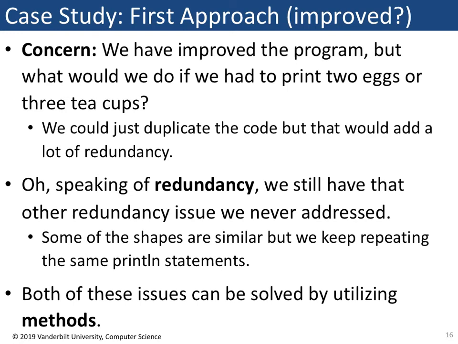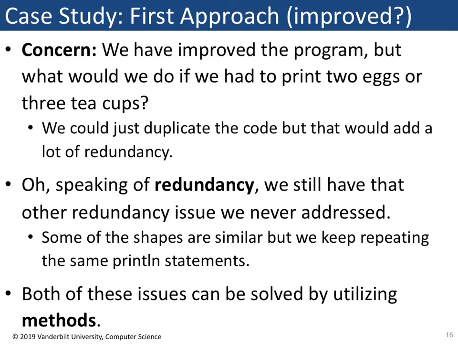So here it is written out explicitly. If we needed to have 2 eggs or 2 teacups, we wouldn't have any other choice than to duplicate the code, in which case we're repeating ourselves. That would create redundancy. It's not DRY, we are repeating ourselves. So we need to address this.